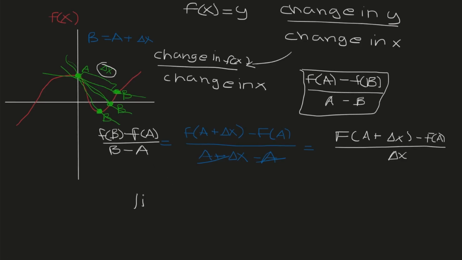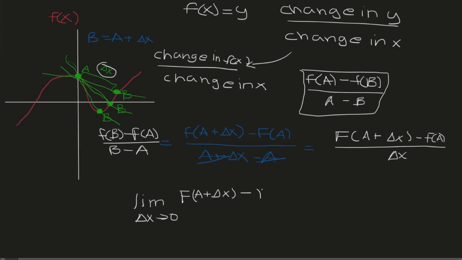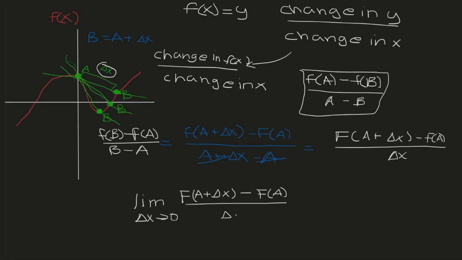So we can say that the limit as delta x approaches 0 of, let's take our rate function that we found out, f of a plus delta x minus f of a all over delta x.